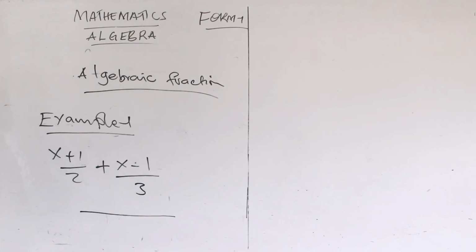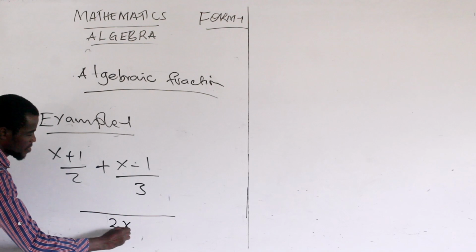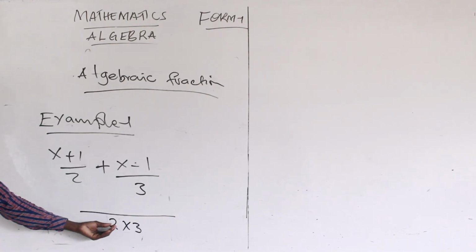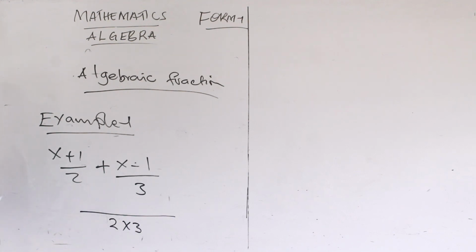So the quickest way of finding the LCM in this kind of algebraic fractions is simply multiplying the denominators, and that becomes your LCM. So in this case, I have 2 times 3, and that is your LCM. That is how you get the LCM. Of course, that we know is 6. But let us just use the LCM in this form, 2 times 3.